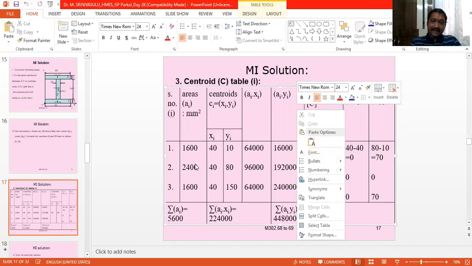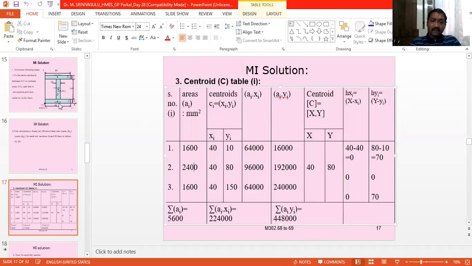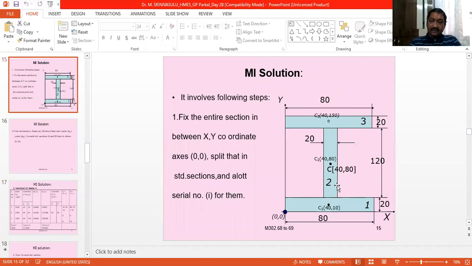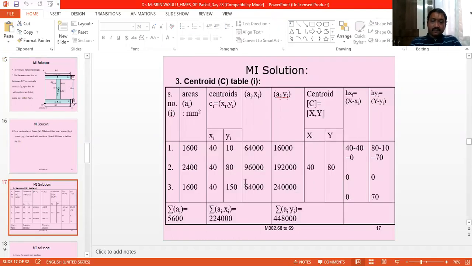Now coming to rectangle 2. Rectangle 2 is a web. And here the height is 140 minus 20 minus 20, it is 120. So 120 into 20 is equal to 2400. And the x coordinate is 40 because it is symmetrical about the y-axis. So the x coordinate of all the rectangles will be the same.